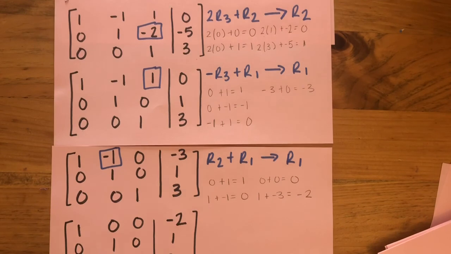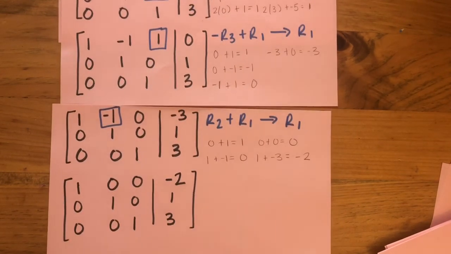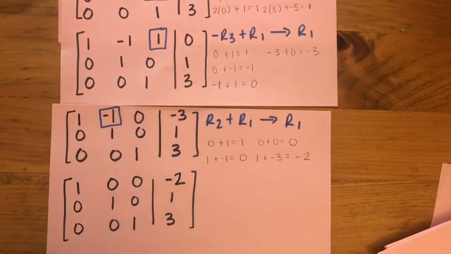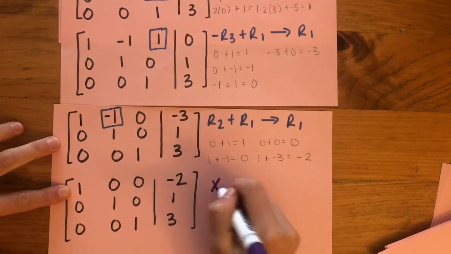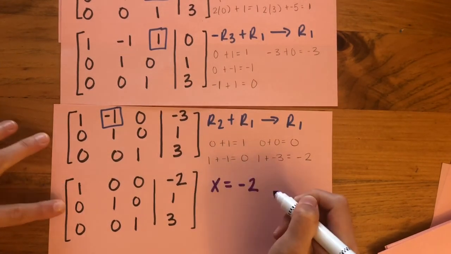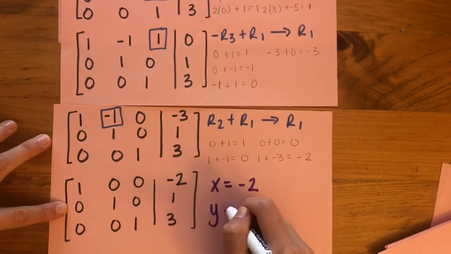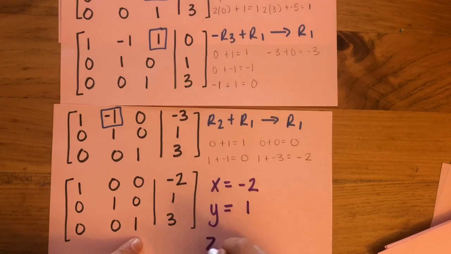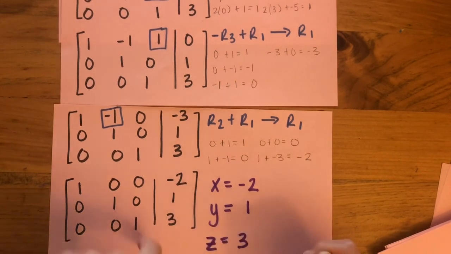So now we have to check, are we done? Well, we have 1s along the diagonals and 0s everywhere else. So we are done, and we have our final answer. So x equals -2, y equals 1, and z equals 3. And that is the answer to our problem.